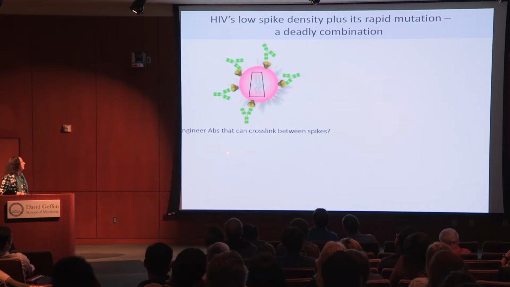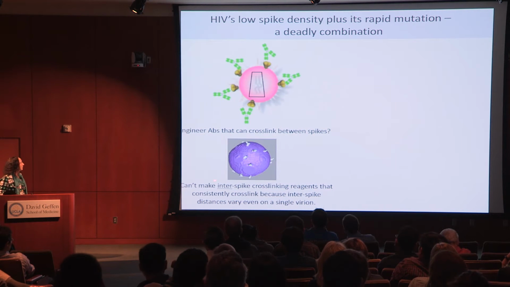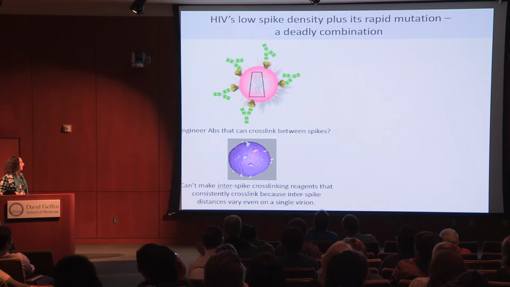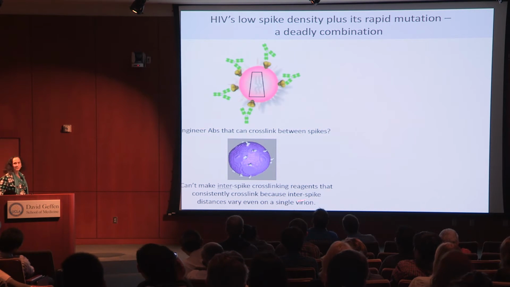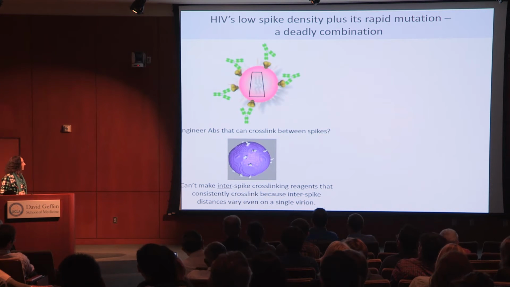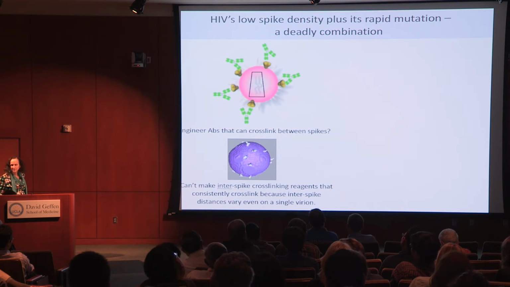So we thought, okay, we're going to engineer antibodies that can cross-link between these spikes. But if you think about it, there's no universal way to do that, because the distances between the spikes varies even on a single virion or a single strain of viruses. There's just no consistent way to do that. So I'm going to call this interspike or between spike cross-linking.